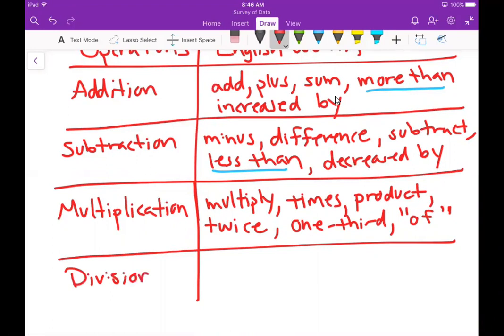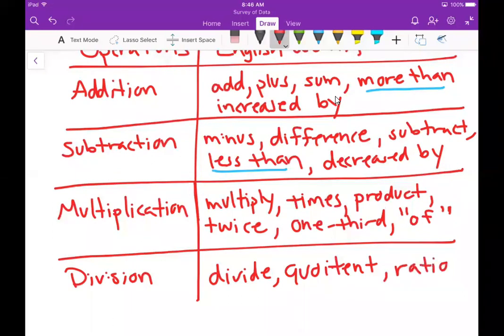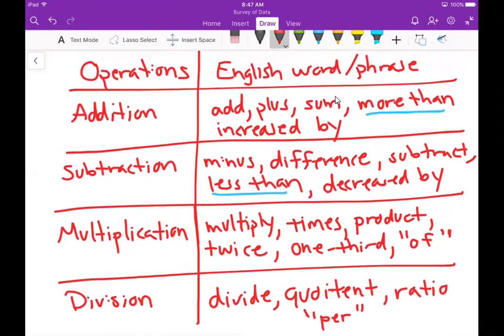And our last operation is division. Divide is your obvious one. Past that, quotient. The quotient of two numbers means to divide the two numbers. The ratio of two numbers means to divide two numbers. And kind of like multiplication has of, if you see per in units or something like that, that often means that division is going on. Okay, so again, not exhaustive lists here, but just some things to look out for to help you start translating, coming up with those expressions to represent scenarios.